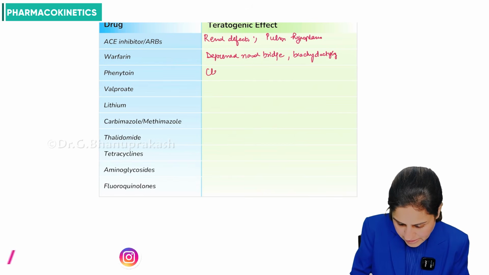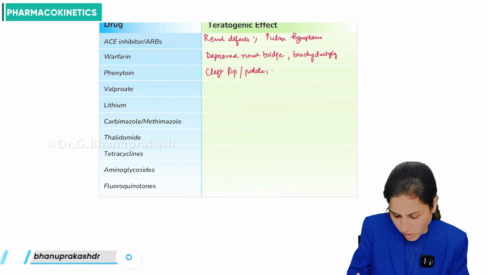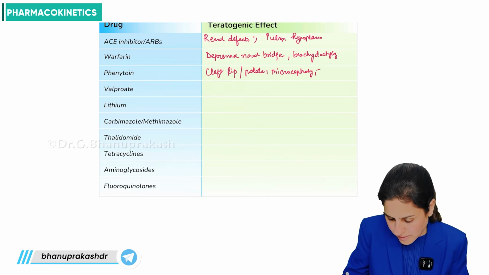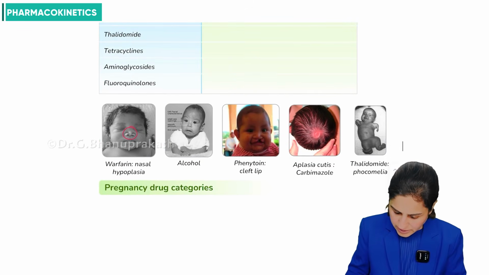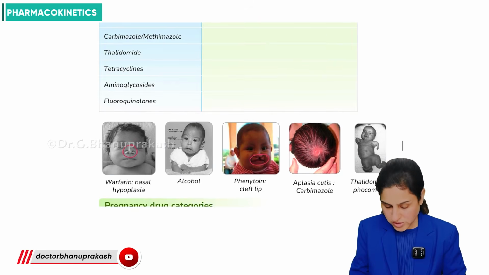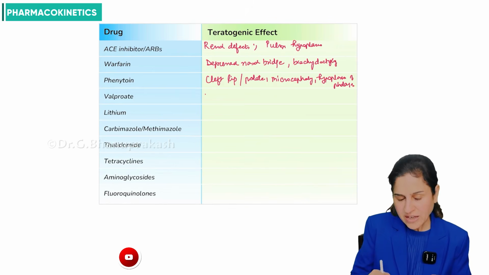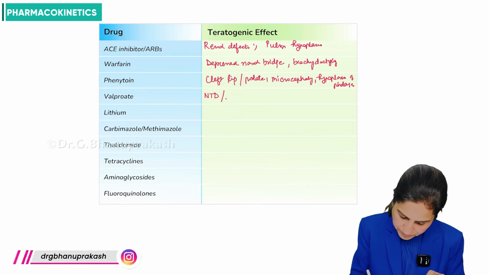Phenytoin causes cleft lip or palate. It can cause microcephaly and it can cause hypoplasia of phalanges, which are not well developed. Right? So typically you can see here cleft lip that is seen with phenytoin. It's called fetal hydantoin syndrome, and this is called fetal warfarin syndrome. Valproate. Now, valproate is one of the most toxic teratogenic drugs. It can cause neural tube defect and spina bifida.